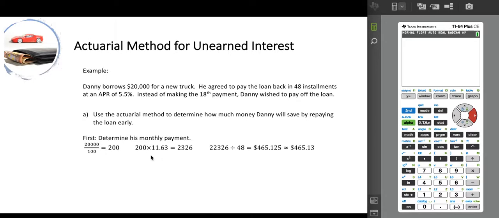Okay, so let me just wrap that up because I stumbled through that a bit. So first we calculated from the table how much he owes per $100 he borrowed. And we figured out what the finance charge was, which was $2,326. And we added that to the amount he borrowed and divided by the number of payments, which is 48, to figure out what his monthly payment was. We did this earlier in the screencast. So his monthly payment is $465.13.